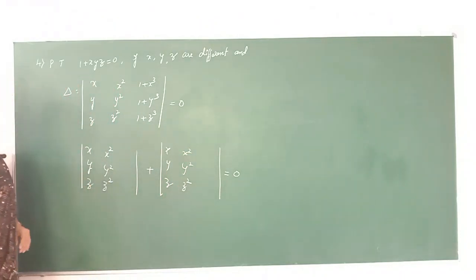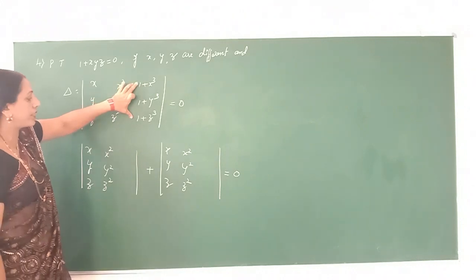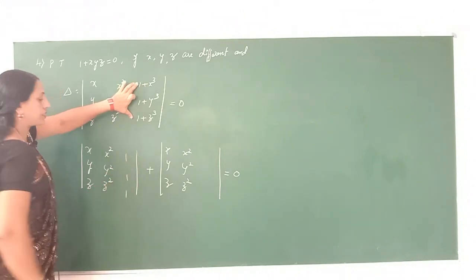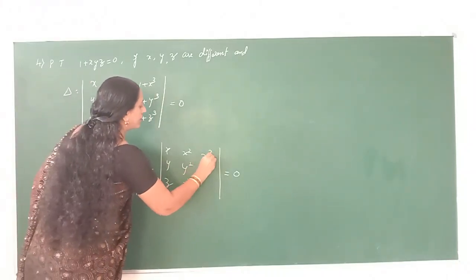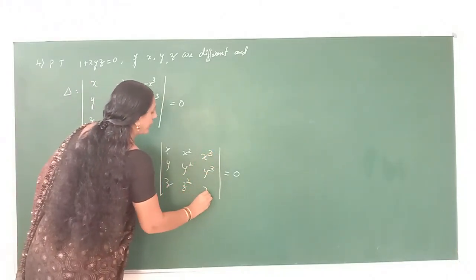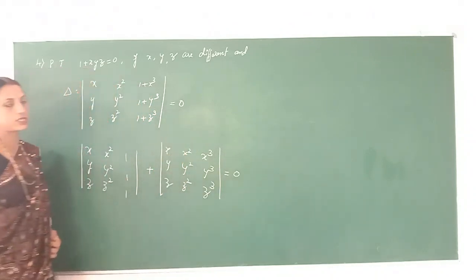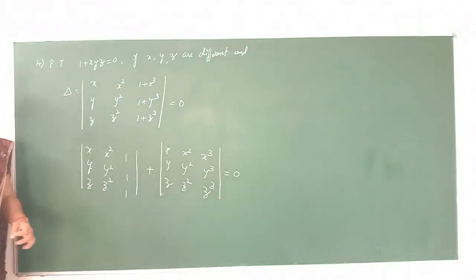But the elements of the third column can be distributed. So the first place of the elements is nothing but one of the elements in the first determinant, and the second place is the element of the second determinant, x cube, y cube, z cube. So that is one of the sixth properties of the determinant.